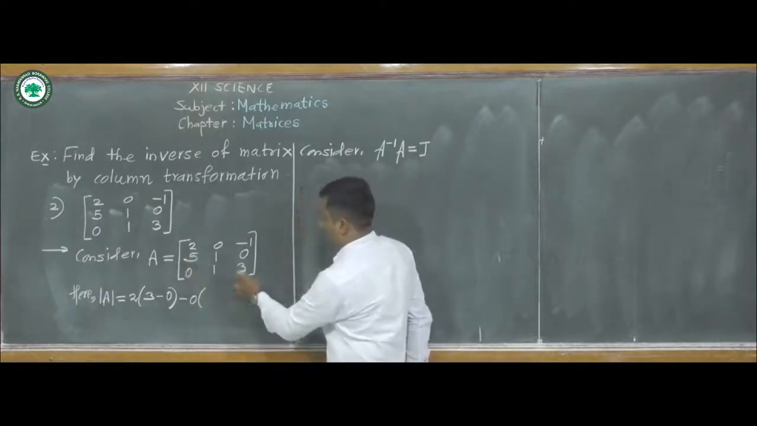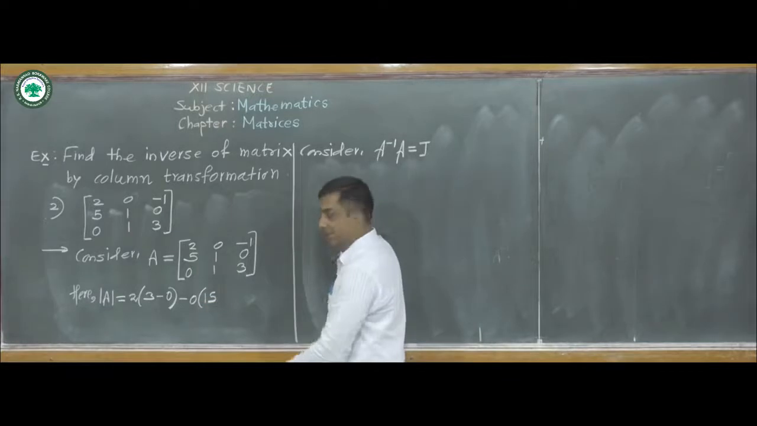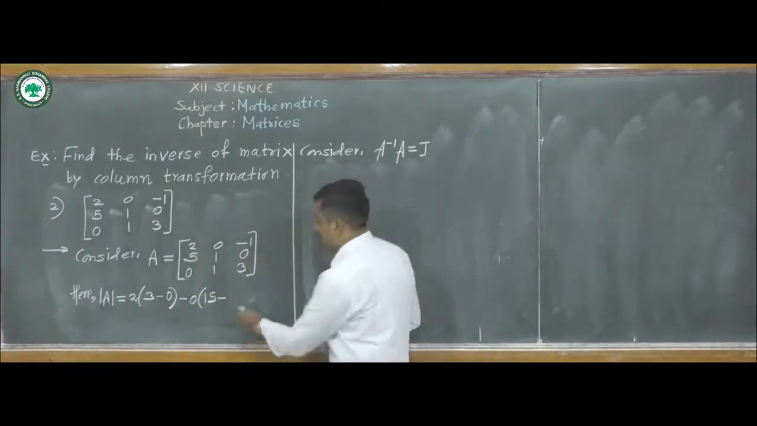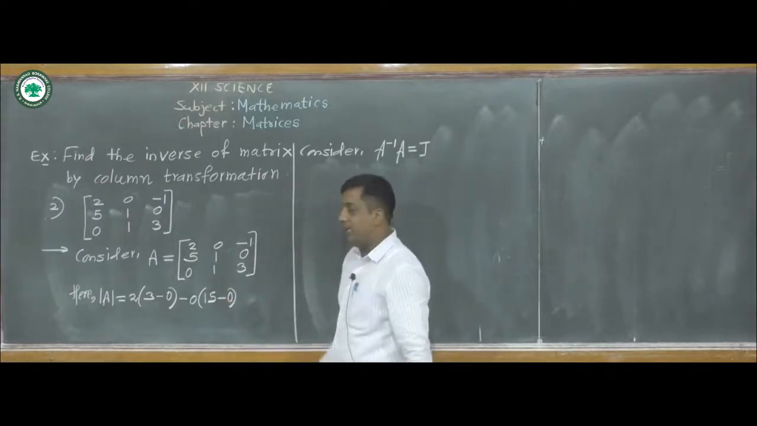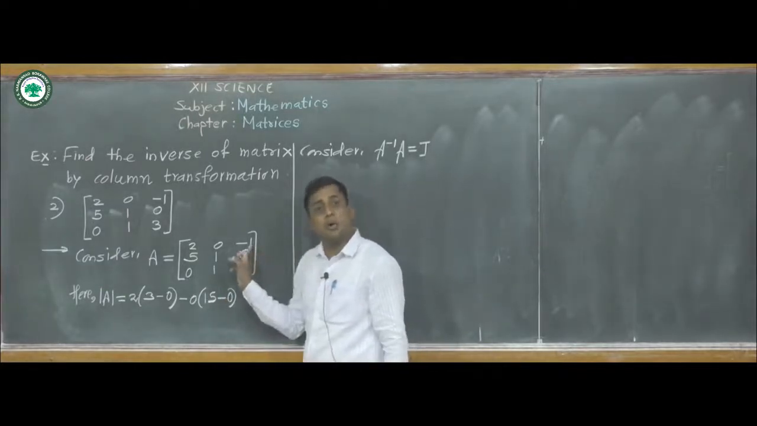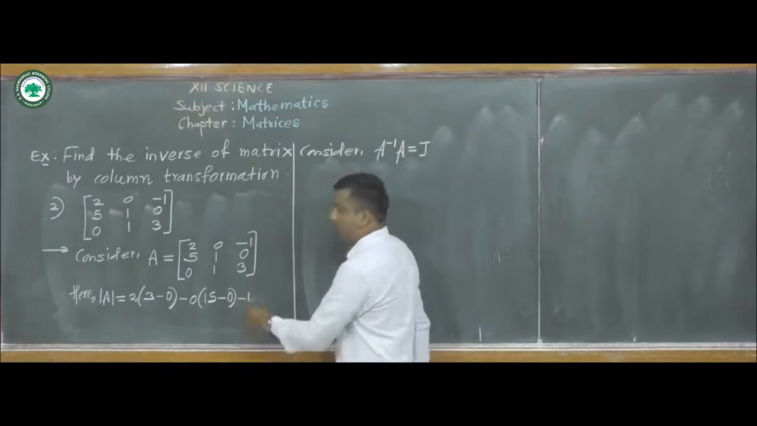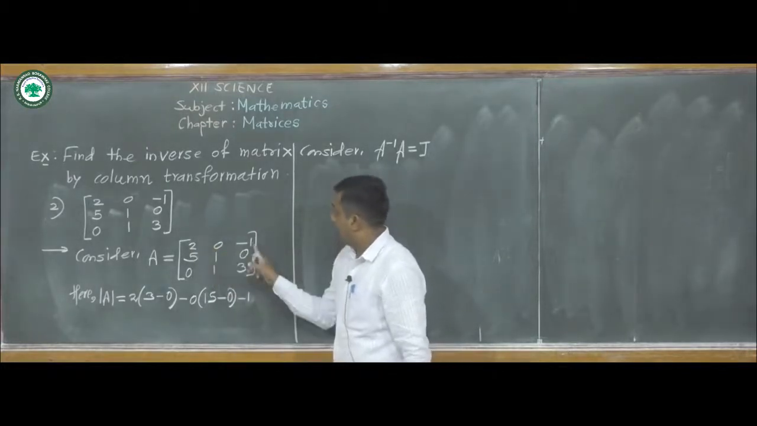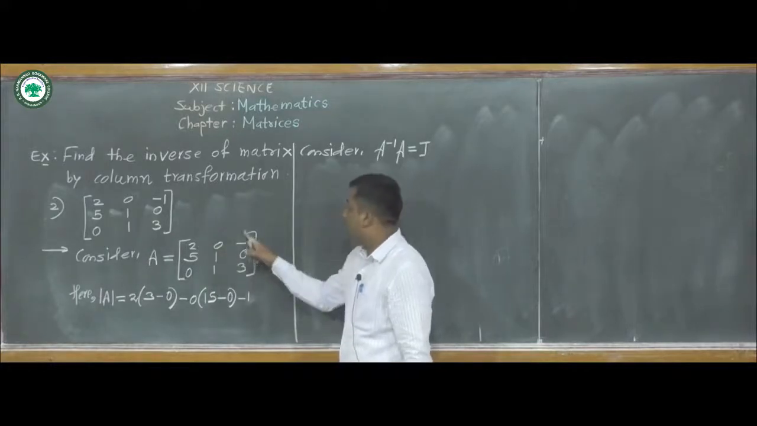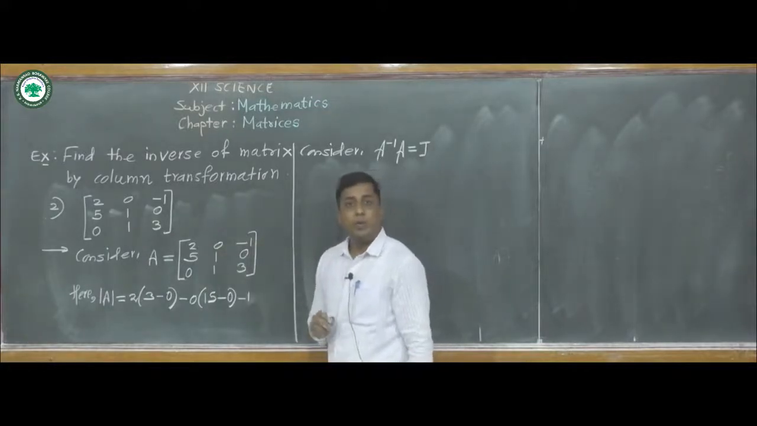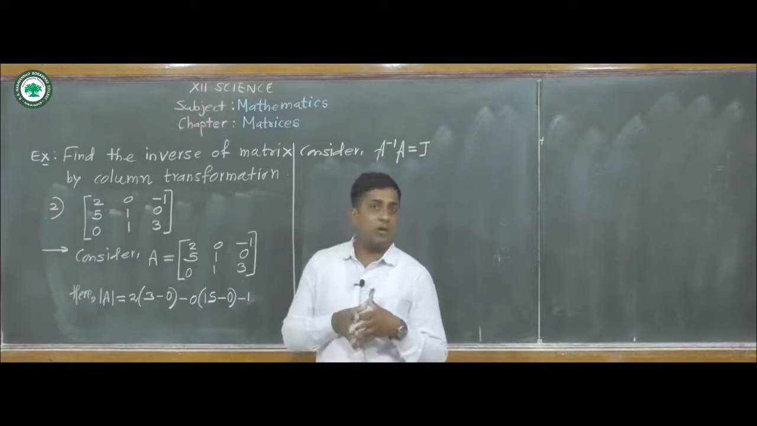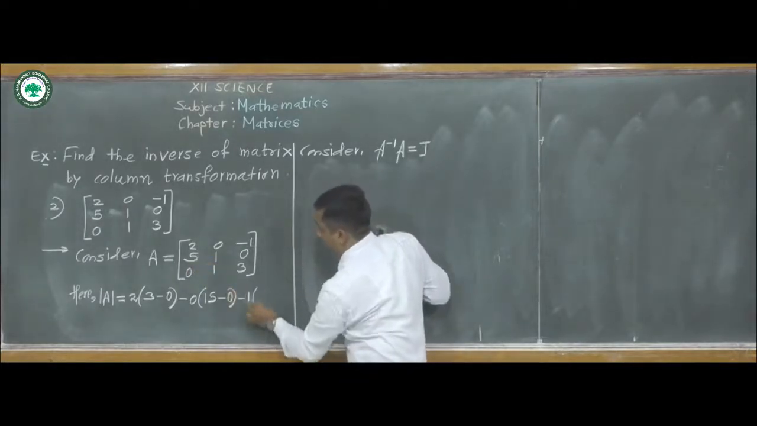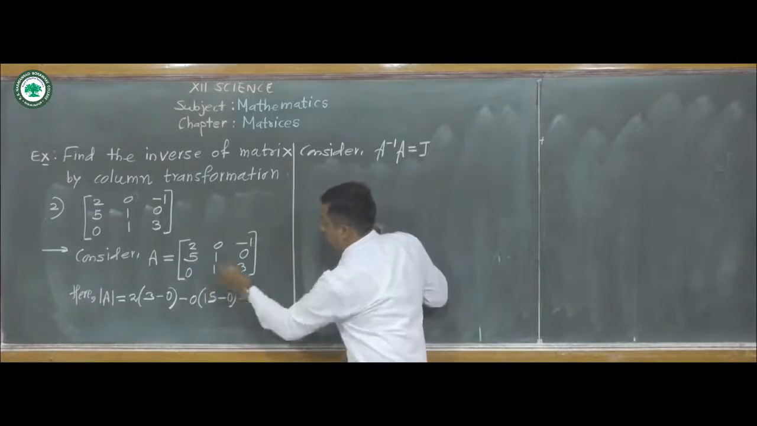Here 5 into 3 is 15, then with minus sign, 0 into 0 is 0. Then the last element from the first row is minus 1, inside the bracket. This minus 1 is in the first row and third column, so we eliminate the first row and third column for the calculation. Here 5 into 1 is 5, and 0 into 1 is 0.